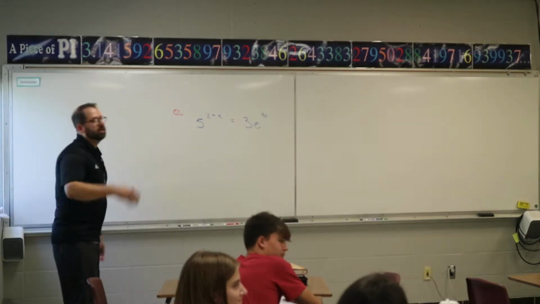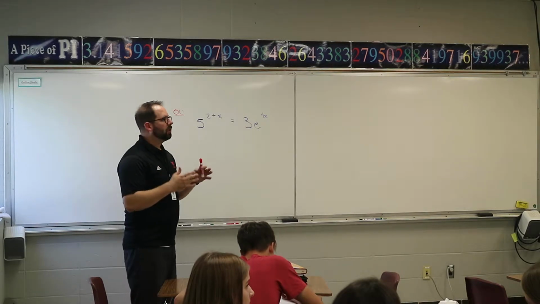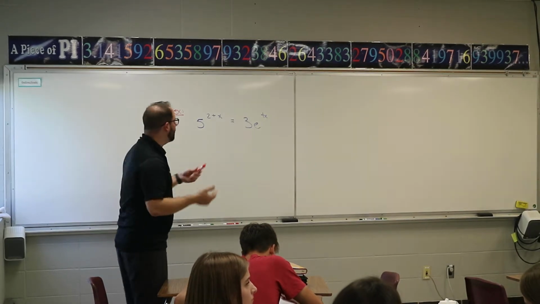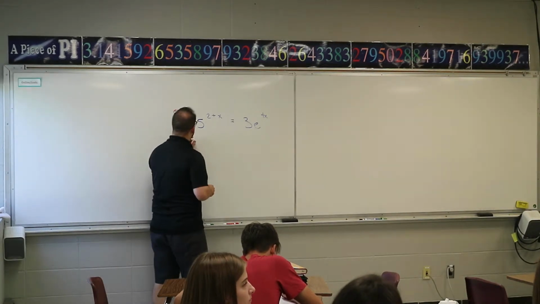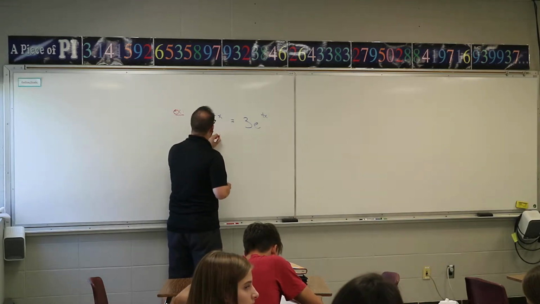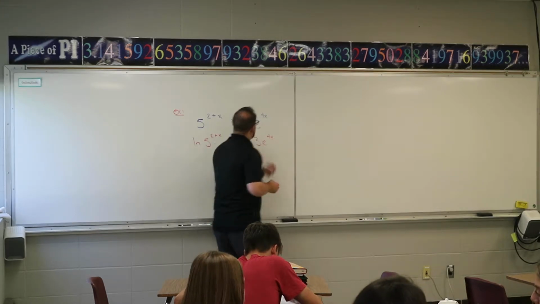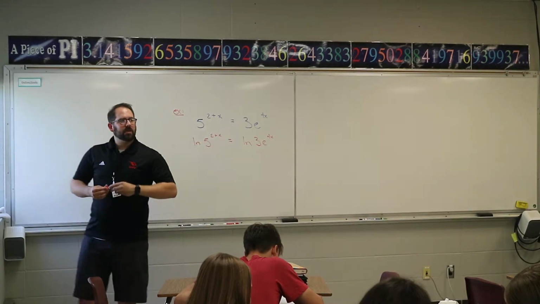Okay, to do this, you have to take the natural log or log of both sides. I don't really mind which one you do. I'm going to do the natural log because it has e in it. So I'm going to take the natural log of both sides. That's a good question. Okay, questions on our major parts we had?